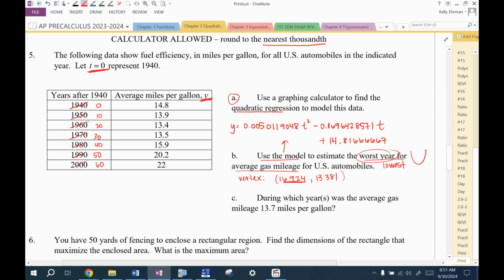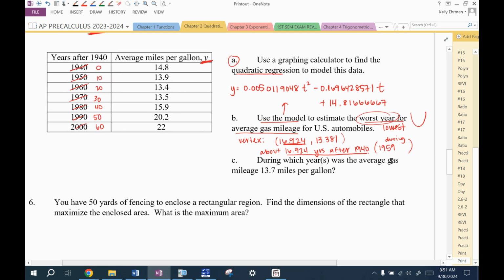So it would be about 16.924 years after 1940. Now, if you want to put a year in that, add 16.9 years. So that'd be like in 1950, 1959, I would just say during. It's like at the very end of 1959. Okay, but if you just tell me this, if you label it years after 1940, that's fine.